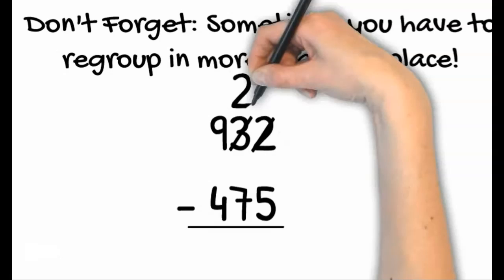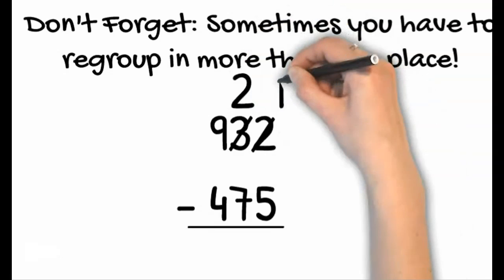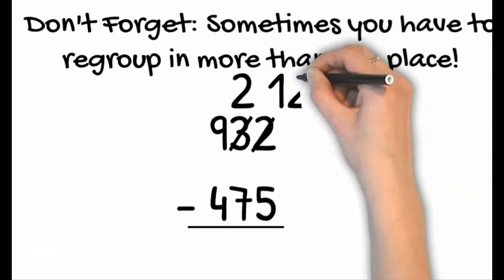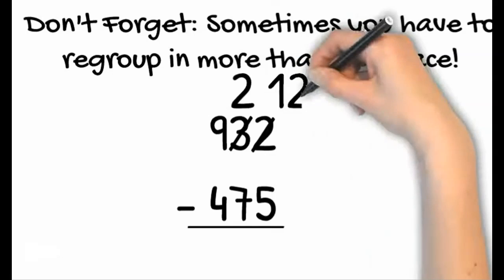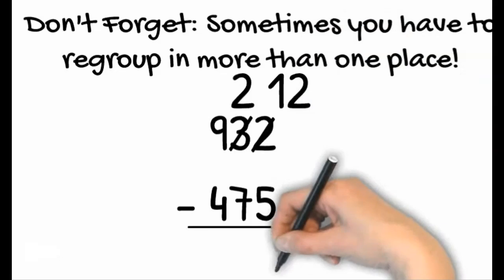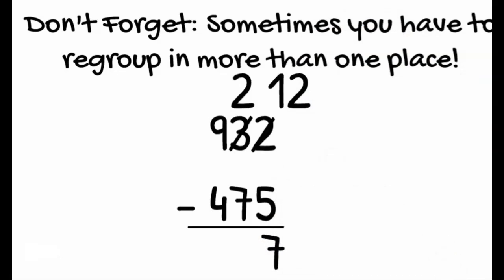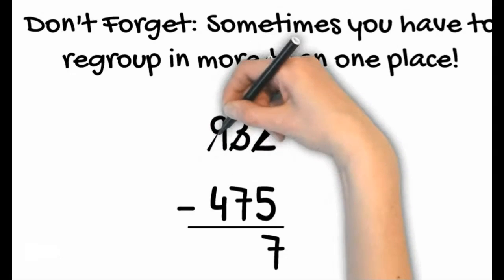And then we bring that 10 stick next door. We already have 2 there, 2 ones, so 10 plus 2 is 12. Let's change the ones place to a 12 on top. 12 take away 5 is 7. Now we're good in the ones place. Let's move on to the tens place. Oh no, now we have a 2 on top and a 7 on the bottom. That's more on the floor.